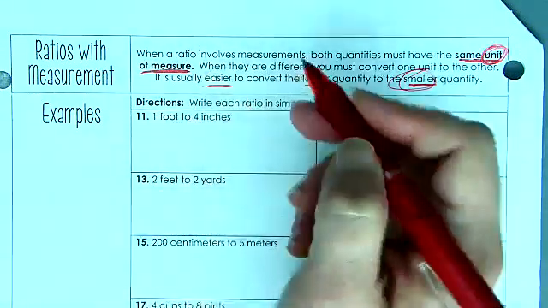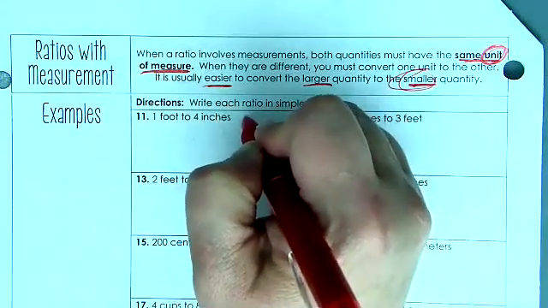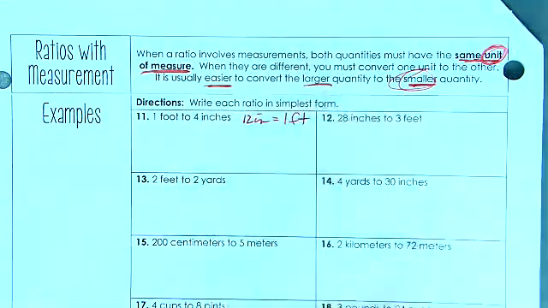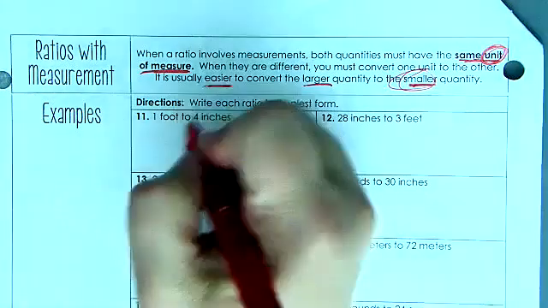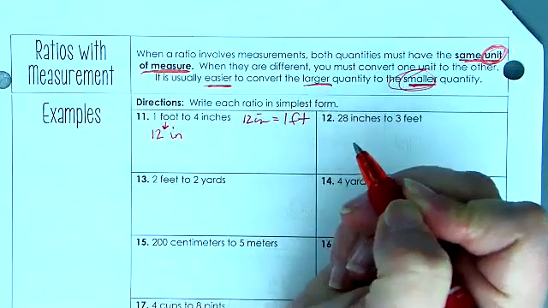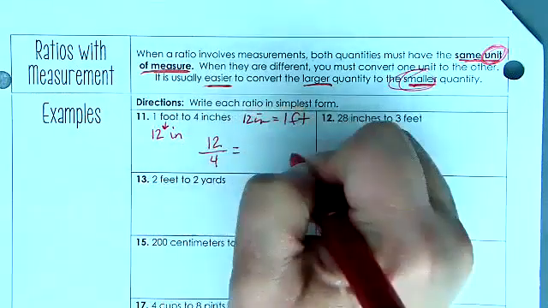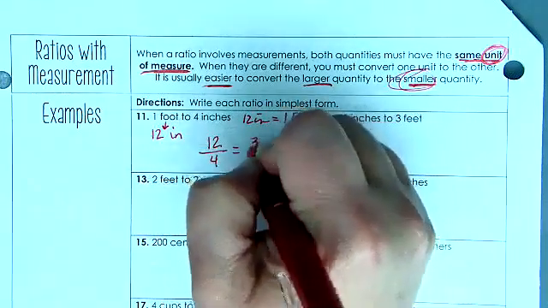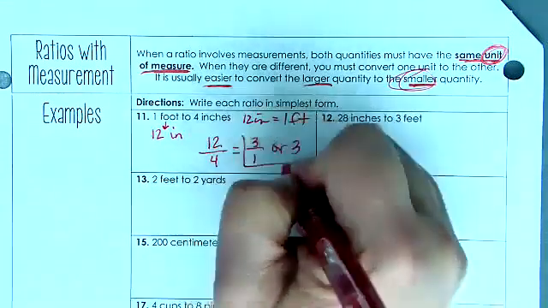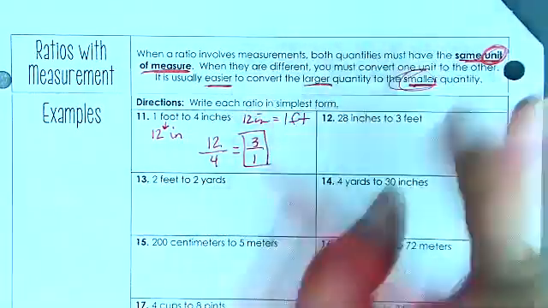So how many inches are there in a foot? Well, there's 12 inches in 1 foot, and I can get that information on my formula chart. So this 1 foot is going to change to 12 inches. So this is going to be 12 over 4, which simplifies to 3 over 1. Or since it can be written as a whole number, no, you want to leave this as the fraction. Sorry, you want to leave it as the fraction.